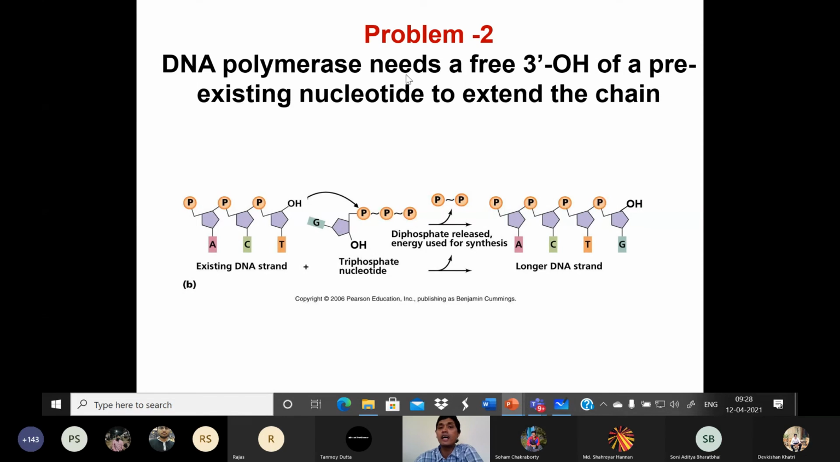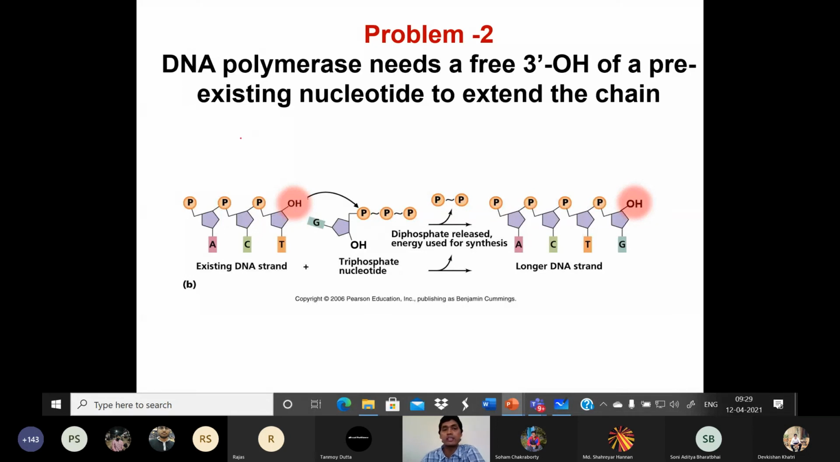DNA polymerase needs a free 3' OH of a pre-existing nucleotide to extend the chain, right? But then from where will you get the pre-existing nucleotide chain? The reaction is simple here: this is the existing DNA strand, and this existing strand has the 3' OH group, and it carries out a nucleophilic reaction, and the next nucleotide is added here. The question is that you need an existing nucleotide present, so that if you have the 3' OH here, the next nucleotide can be attached.